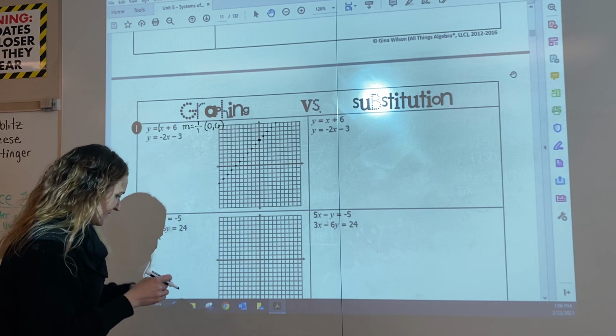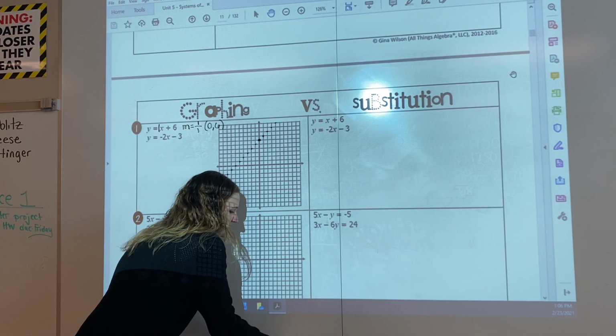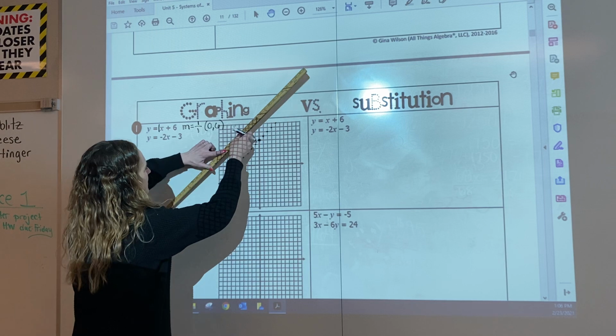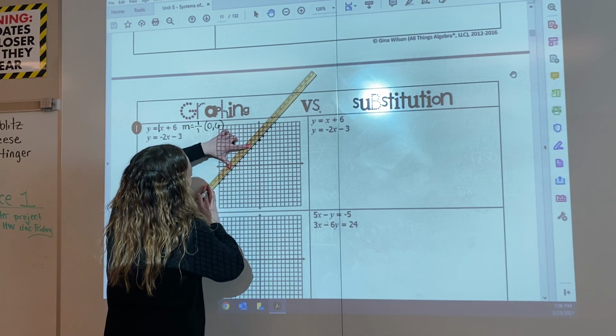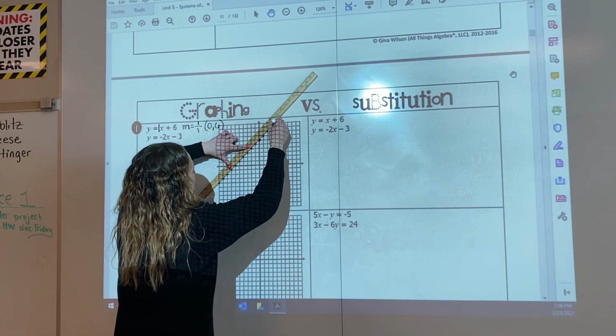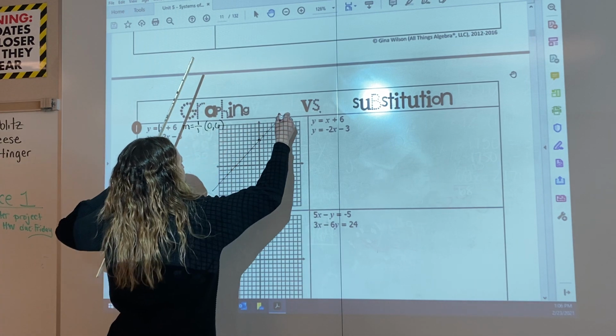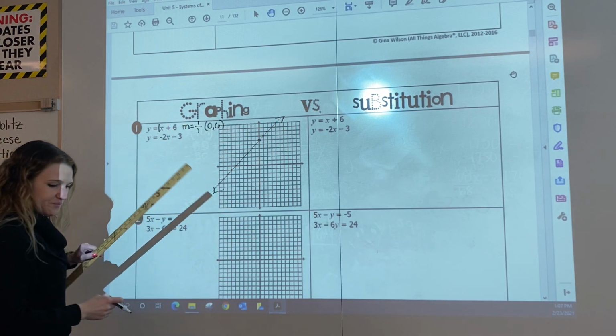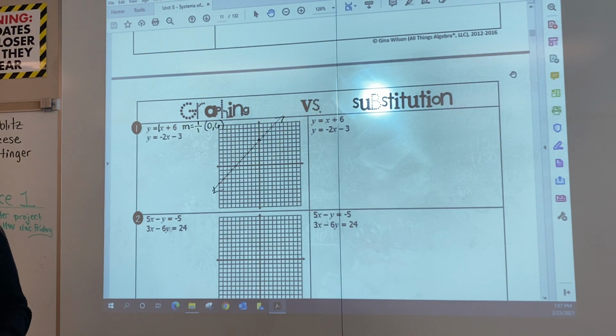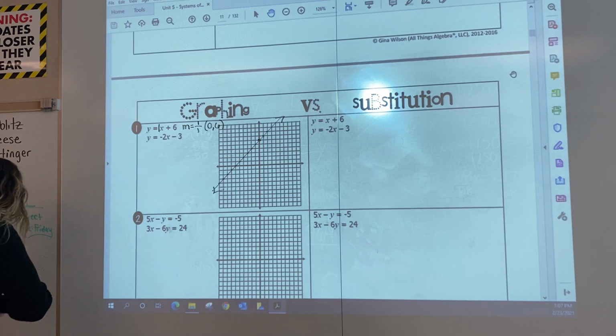Alrighty. I always like to draw my lines right away, because sometimes if we have too many dots and we didn't draw our lines, it's hard to tell which ones go with which. Alrighty, here's our first line. Let's look at our second line. I'm going to do this one in a different color.